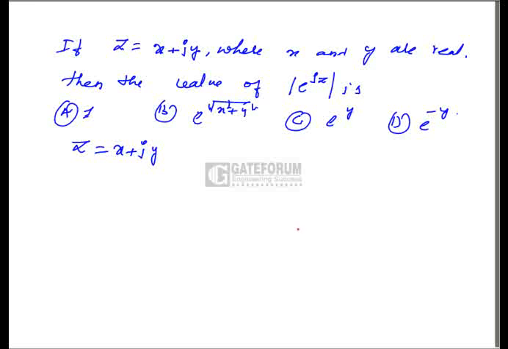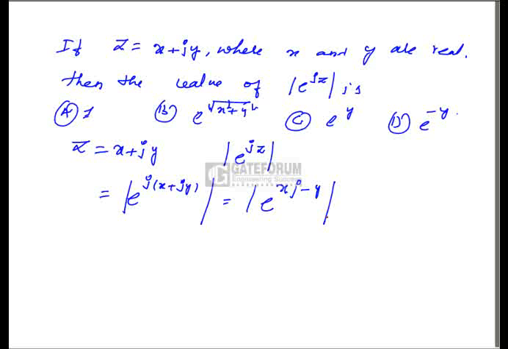In this problem, it is given that z is equal to x plus jy, where j is a unit vector and x and y are real numbers. Now we have to find the value of the modulus of e^(jz). Now we know that z is given as x plus jy, so we will substitute them. That is equal to e^(xj - y), since j squared is minus 1.